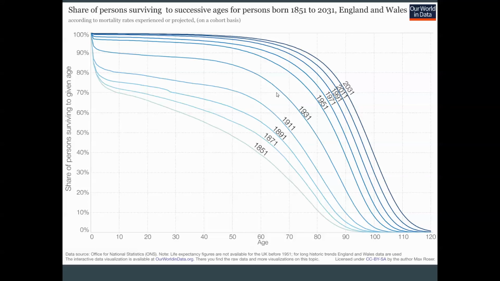Even if we go back again, here's the 1931 curve. Notice this, that 10% of the population that was born in 1931 died before they reached age 10. That's 10%. That's still quite a bit. But notice between 1931 and 1951 how dramatically that changed, or even more significantly, between 1911 and 1951. Again, dramatic changes in infant mortality.